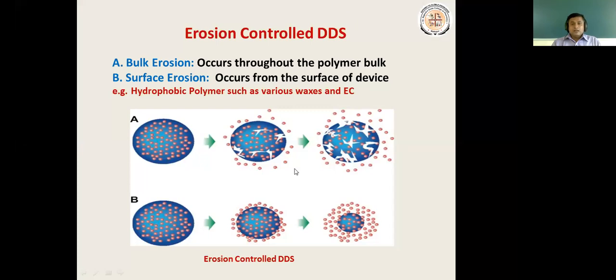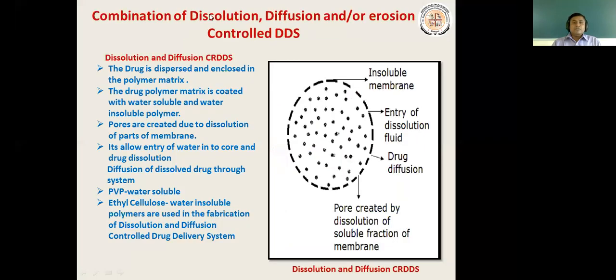Another and last type is the combination of dissolution, diffusion and erosion controlled drug delivery systems. In this case, we can fabricate a combination of dissolution and diffusion, dissolution and erosion, or diffusion and erosion type of controlled drug delivery system. This is one example of a dissolution and diffusion controlled release system. These systems are fabricated by dispersing the drug into a polymeric system, which is finally encapsulated with water soluble as well as water insoluble polymers.